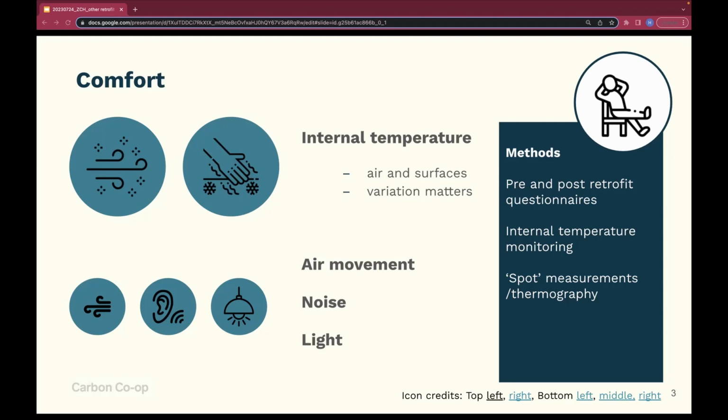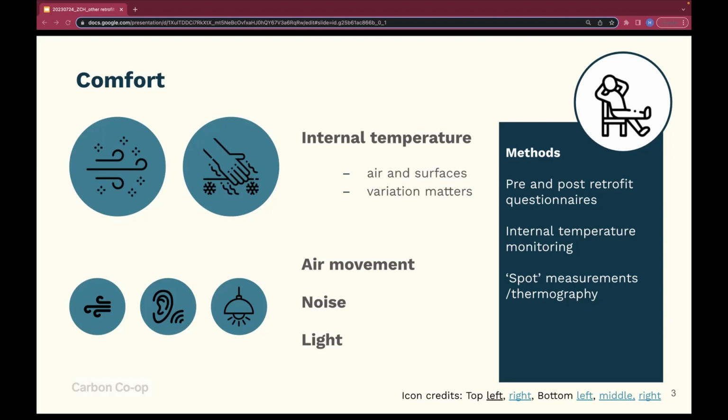One thing which I think we don't talk about enough is surface temperatures. They can have quite a big impact on comfort. You'll know that yourself if you've sat by a single glazed window in winter. You feel that cold from that surface. Or if you sit by a north facing wall that's uninsulated.